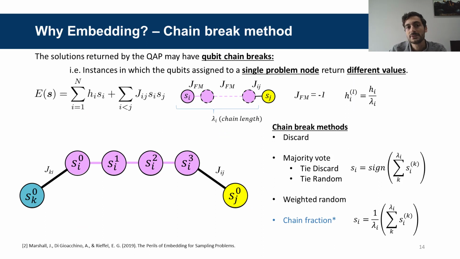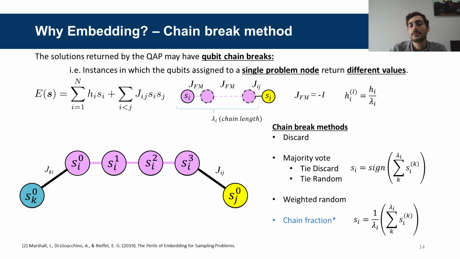Working with embedded problems then also means that we have to bring in the last step in the CAD flow, which is the sample resolution. To resolve the qubits matching to one node, we can use what are called chain break methods. A simple approach is you could just discard samples when there's a chain break, but then you may be left with very few samples, as the probability of having broken chains increases exponentially with the size of the chain. So you could go with majority vote, which is the default mode.